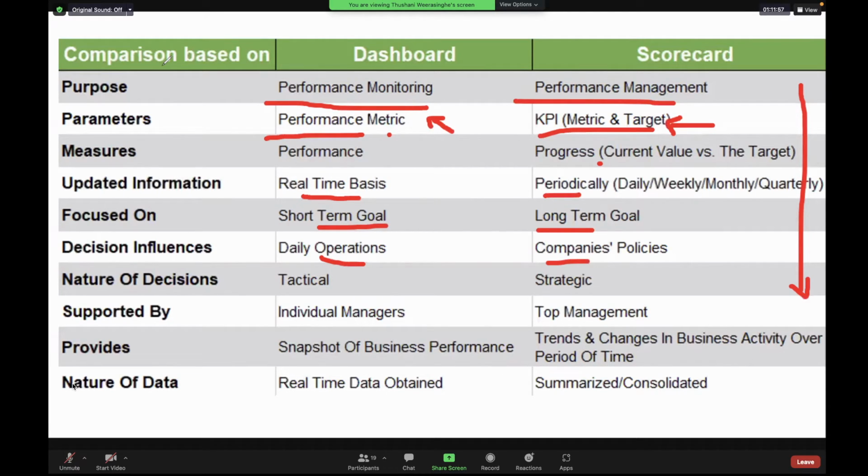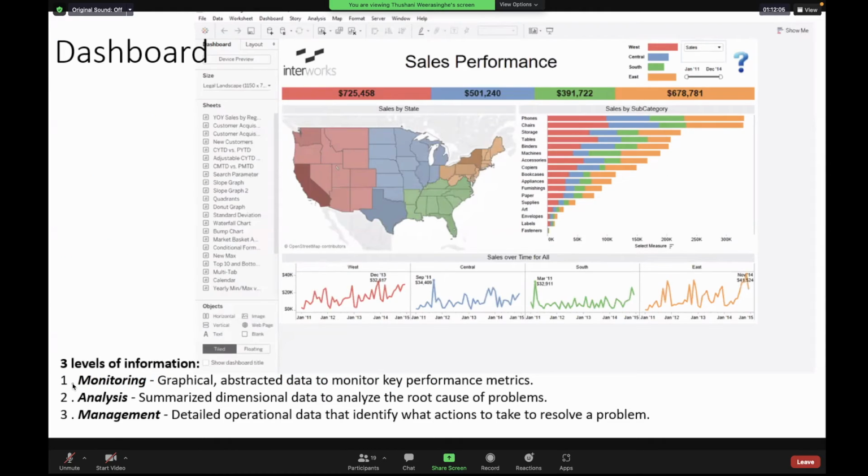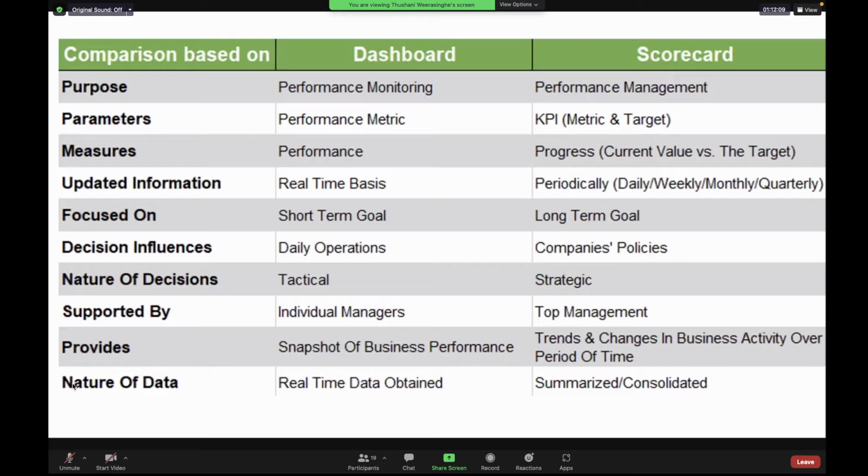Any questions? Now I should have asked questions from you today. You can see there are 3 levels of information in the dashboard. What are they? Can you write it in the chat? 3 levels of information in a dashboard.